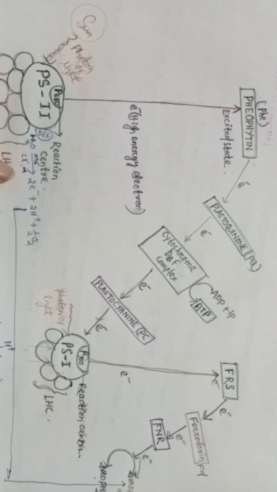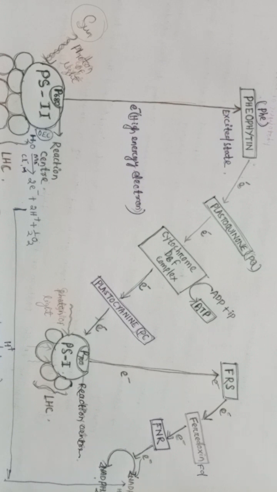The splitting of water, or the photolysis of water, takes place in the lumen of thylakoid, and the NADP accepts electron and is reduced into NADPH2. This process takes place in the stroma of chloroplast.